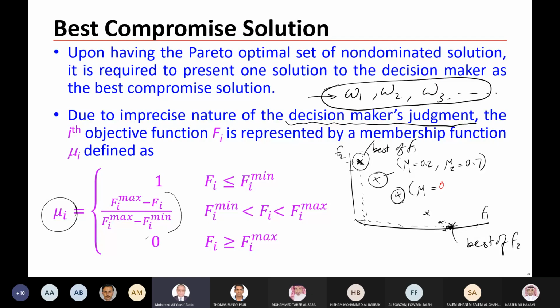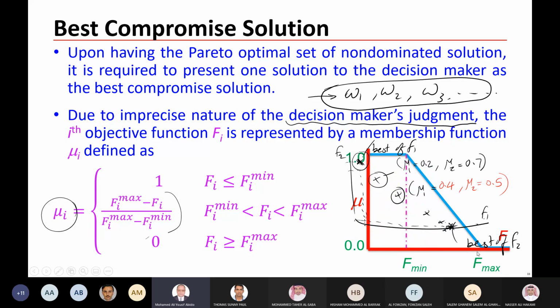Higher. So this could be 0.4, and the mu2 here could be 0.5, for example. And so on. For each solution, you can get mu1 and mu2 according to this. You know the maximum values of each objective and the actual value of the objective, so you can find mu1, mu2 for each solution in the Pareto set. This is just a representation of the membership function.